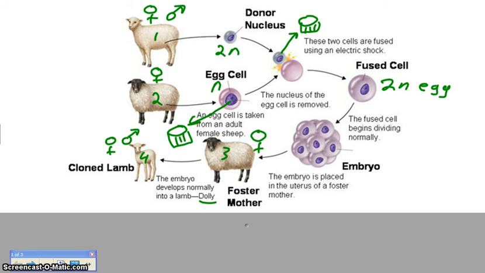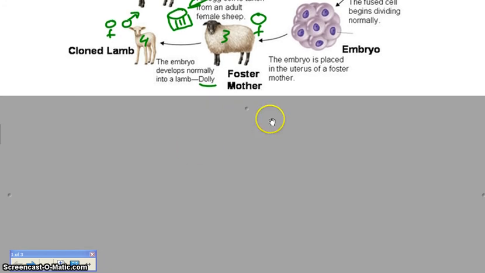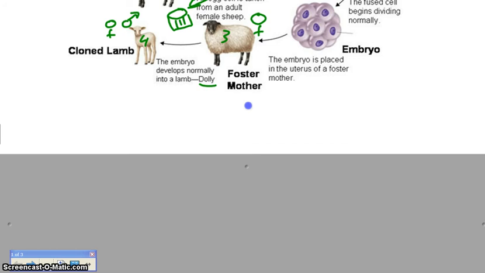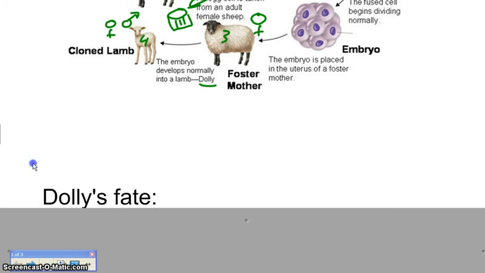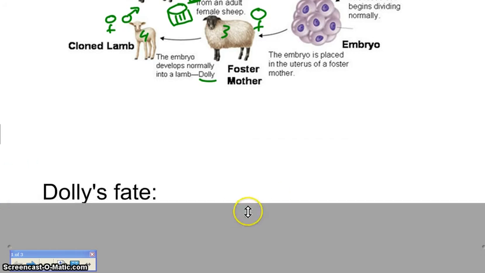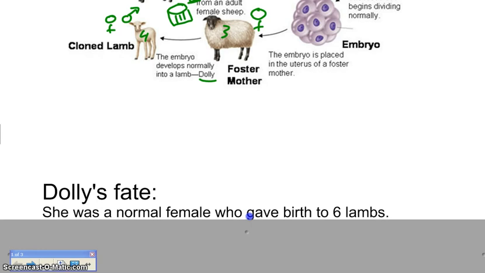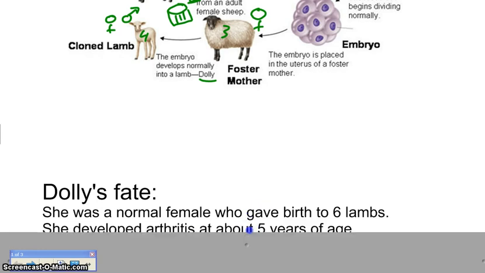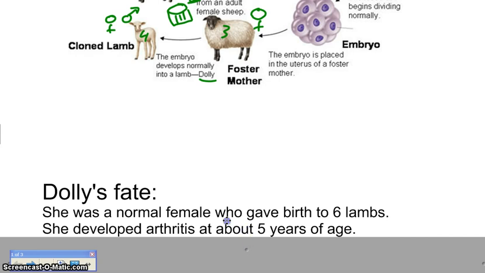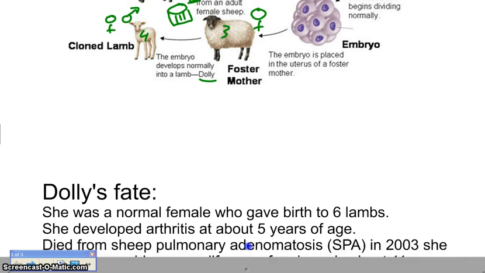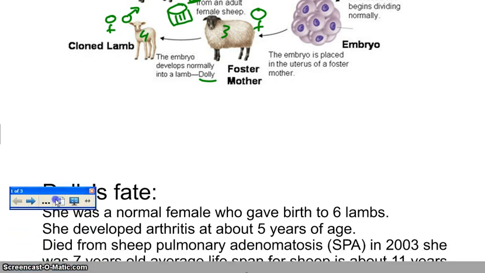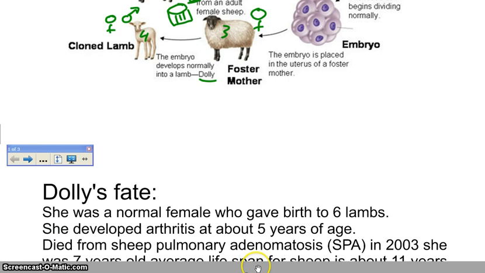All right, so let's look at the fate of Dolly, because this is an interesting story as well. Okay, let's go down a little bit further. Sweet. All right, so she did live a healthy, happy, normal life. She gave birth to 6 lambs. Well, I guess I should qualify happy, healthy, normal life. She developed arthritis at about 5 years of age, which is kind of early for a sheep. And also she died from a disease known as sheep pulmonary adenomatosis, or SPA, in 2003.